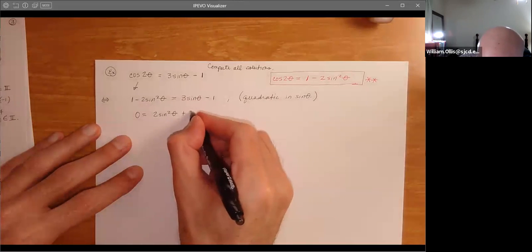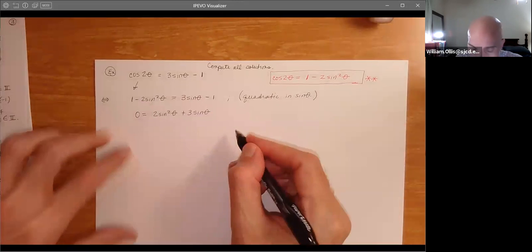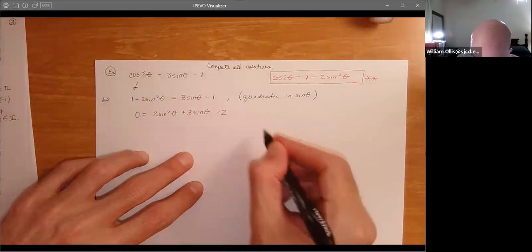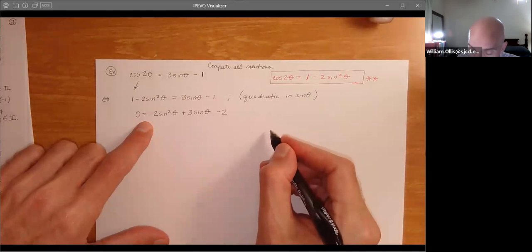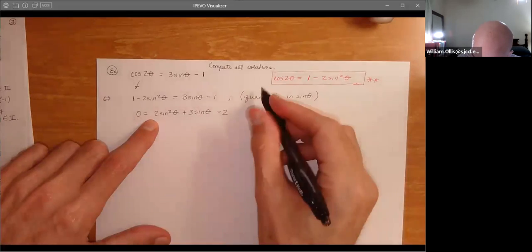We've got the 3 sine theta, which is already hanging out. And then, of course, we subtract 1 from -1 and get a -2. So again, quadratic in sine. But now we see that Professor Ron's lemma is good.